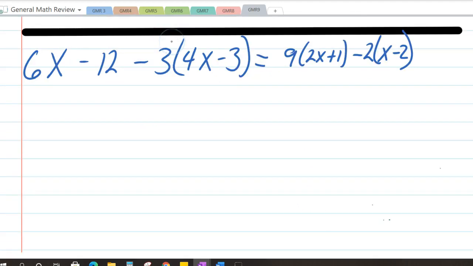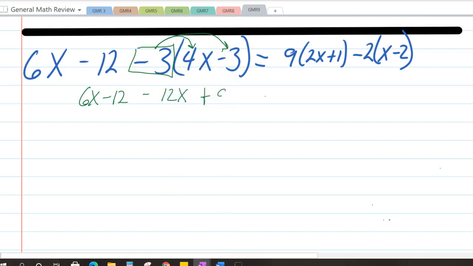Moving on. In this problem, we have multiple distributions, which means we're going to distribute before we can combine like terms. We have a -3 outside the house. So that means the -3 is going to distribute to the 4 and to the -3. Remember, I am distributing the entire -3. The 6x minus 12 hasn't done anything, so they're going to come straight down. 6x minus 12. -3 times 4 is -12x. -3 times -3 is a positive 9.